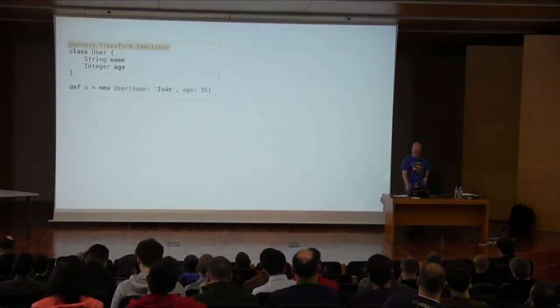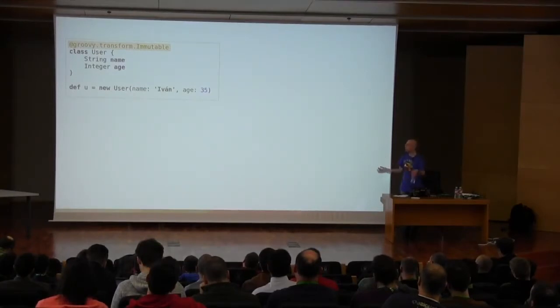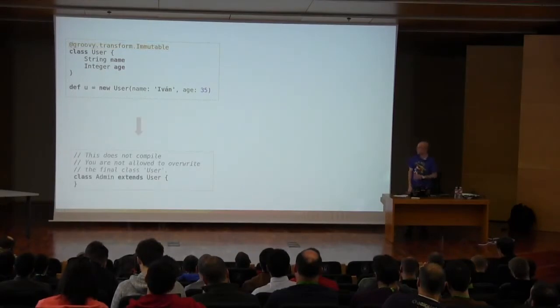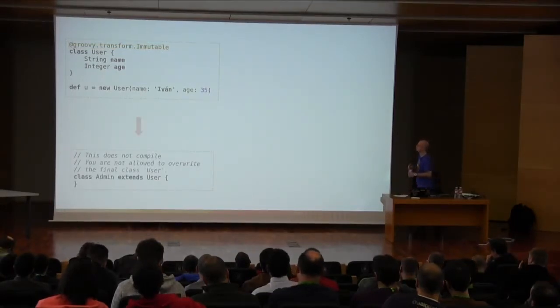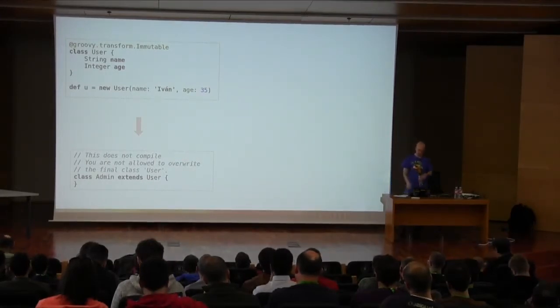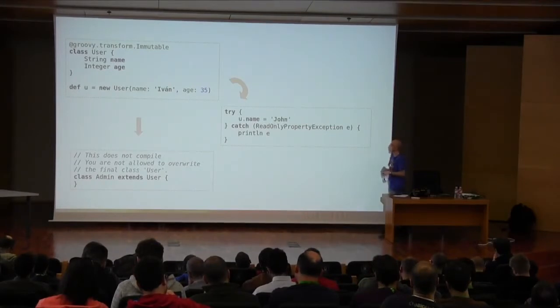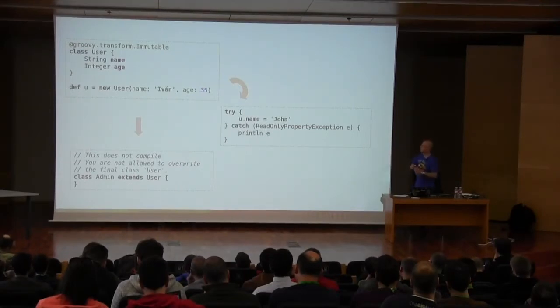So with this annotation, we can just write this code, annotate a class, create an instance, and this annotation will generate all code to implement these immutability rules. So if we try, for example, to extend our user class, this will not compile because now our user class is final. And if we, for example, try to change the value of the name, it will throw this read-only property exception because it is not allowed. And you can check all these rules just with this annotation.